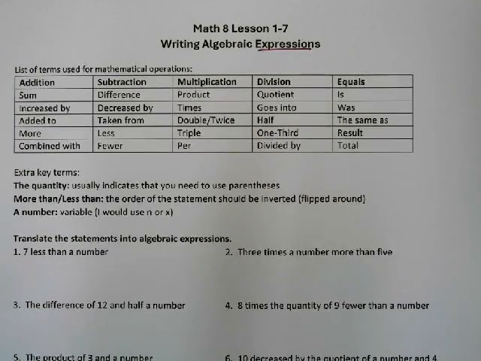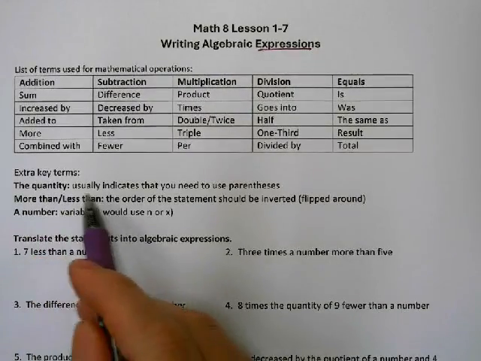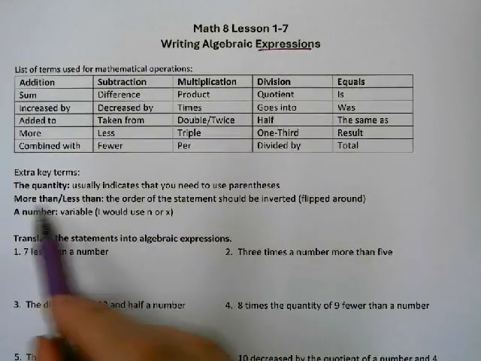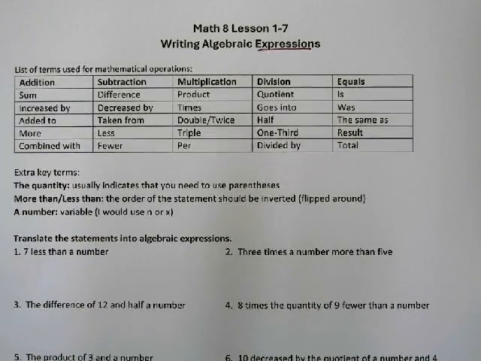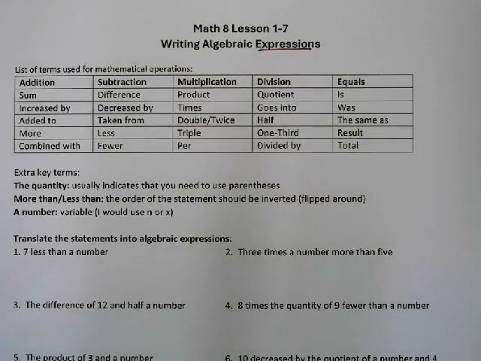Now, there are a couple more that we're going to look at. The words, the quantity. The quantity means you're going to use parentheses. More than, less than. The than means the order is going to be inverted or switched. So if you have 2 less than something, the 2 goes last instead. All right, so let's look at this. We're going to go through this.